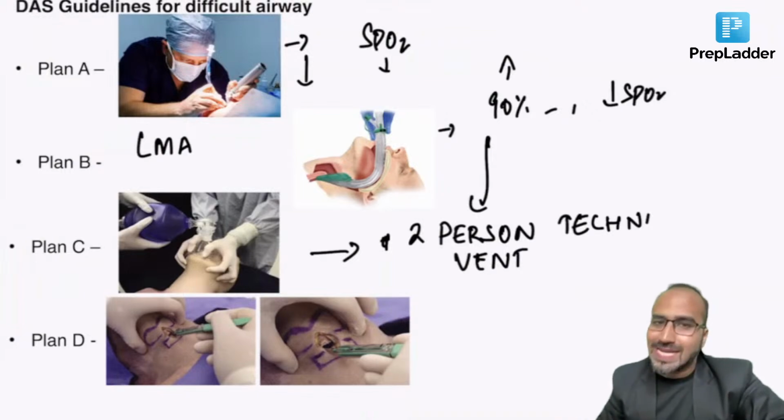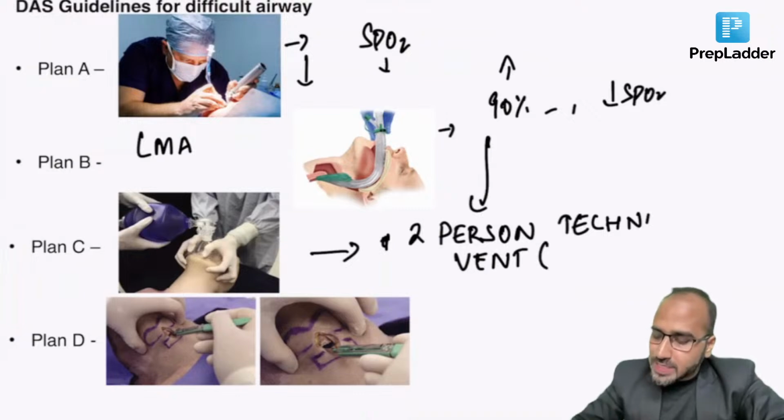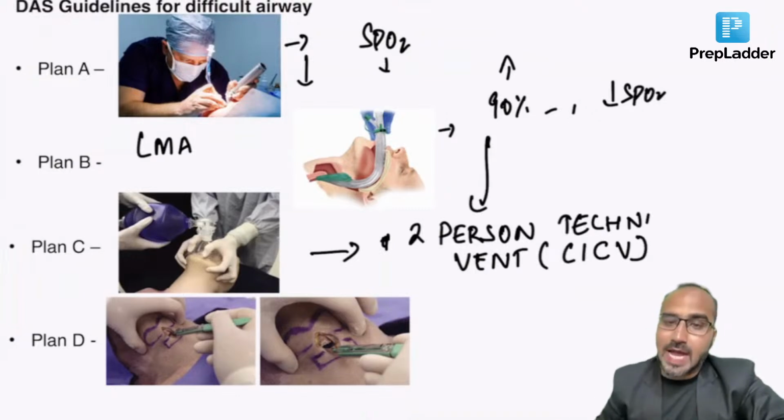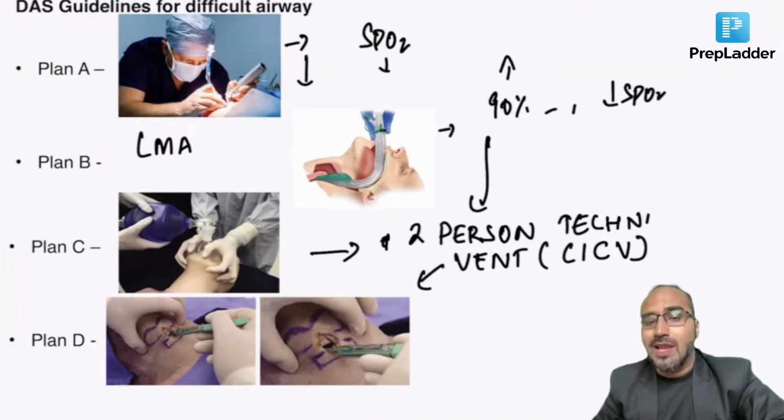Now, if this also fails, then it is a nightmare, guys. It's a nightmare for any anesthetist. Now you are in a situation called CICV, cannot intubate, cannot ventilate. In that scenario, what do you need to do? The last option, plan D, is what? Emergency cricothyroidotomy.